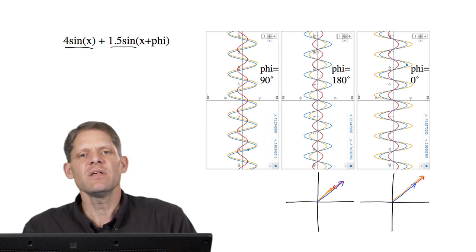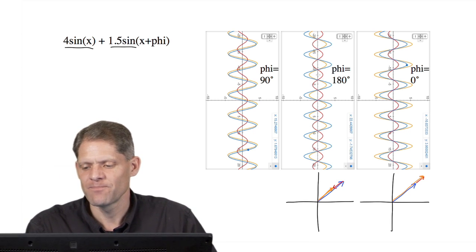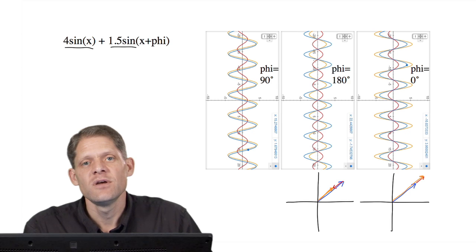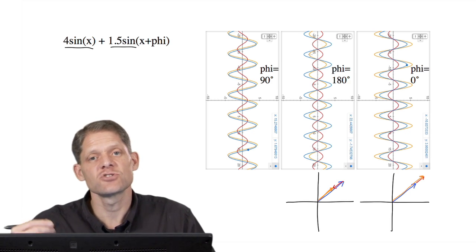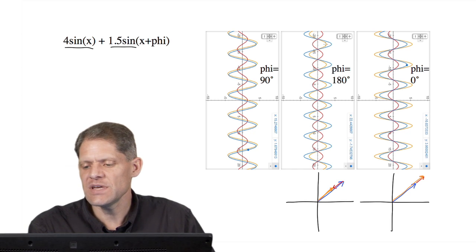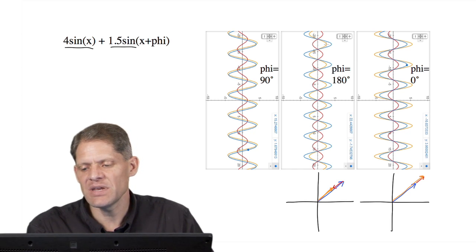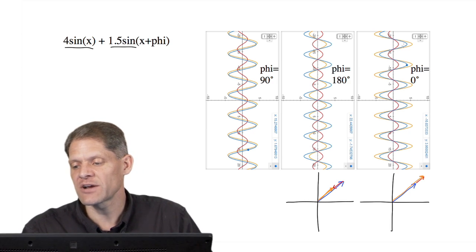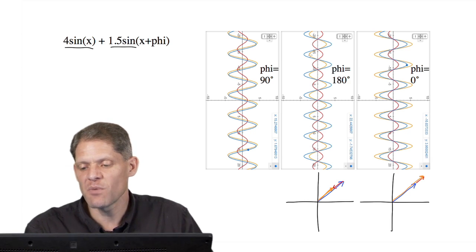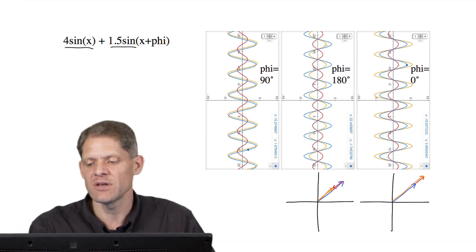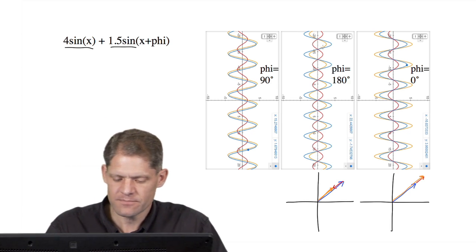Now, if the probability of detecting an electron here is proportional to the amplitude of these oscillations squared, well, then you see that the probability of an electron being detected here is much lower than the probability of the electron being detected here, because here the amplitude of the wave function is very large. Here it's smaller because the two pieces that were added together to form it were out of phase.